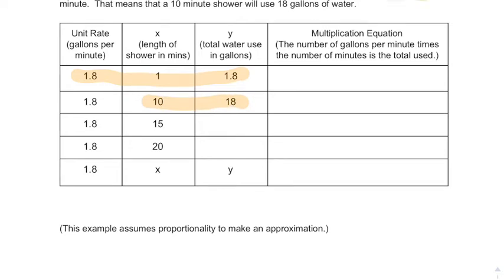And that 1 and 8/10 gallons per minute is the same unit rate. We're saying that this is a proportional situation, so our unit rate is the same all throughout. Go ahead and pause it and see if you can write that first multiplication equation. Or if you like, you can write all of them.